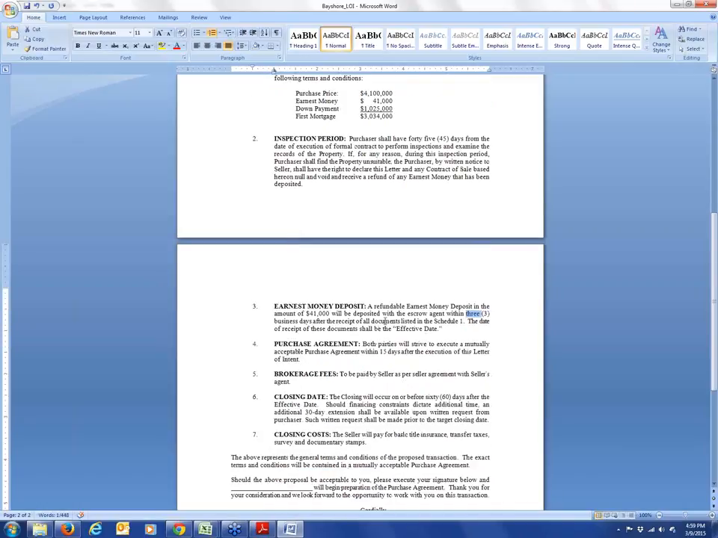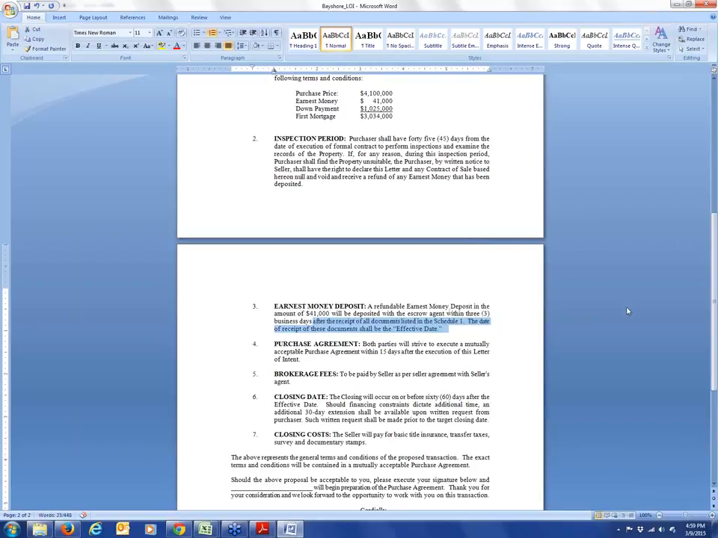look what we did here. Talk about a floating effective date. We said the earnest money deposit will be deposited with the escrow agent within 3 days after the receipt of all the documents listed in Schedule 1. The date of receipt of these documents shall be the effective date. So there's the floating effective date. But this particular document is missing the Schedule 1.